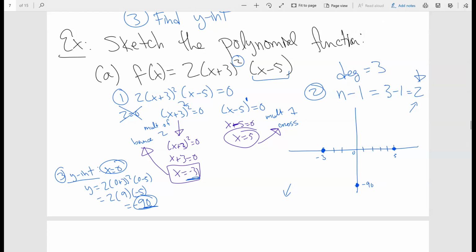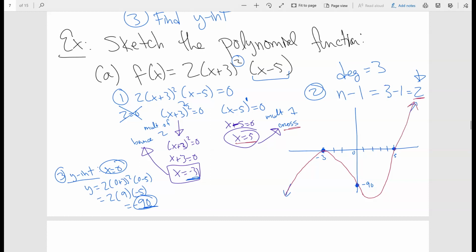So we know that it is going to start down here. It's going to go up to negative 3. Now, is it going to cross or bounce? It's going to bounce, so it's going to go back down. So it's going to turn. Okay, so that's my first turn. And then we know that it's going to cross through the y-intercept at negative 90. And then eventually it's going to have to turn again. Okay, so this is my second turn. That's the last turn that I can do. So I'm going to turn again, and then I'm going to cross at 5, because at 5 we cross.